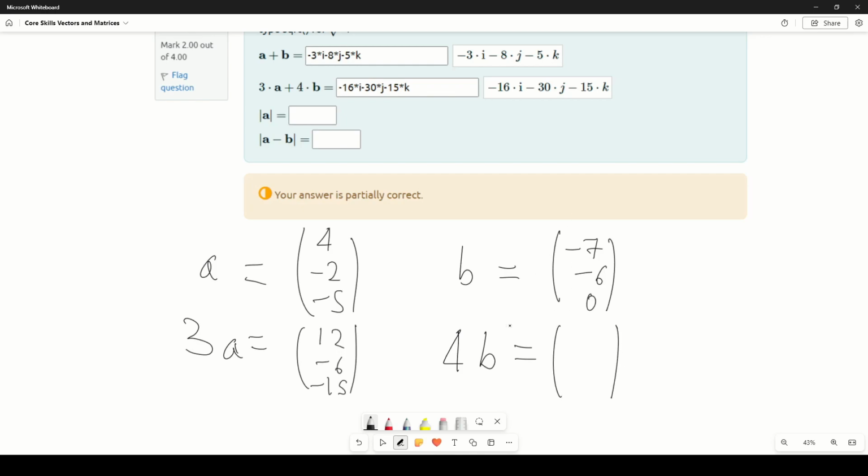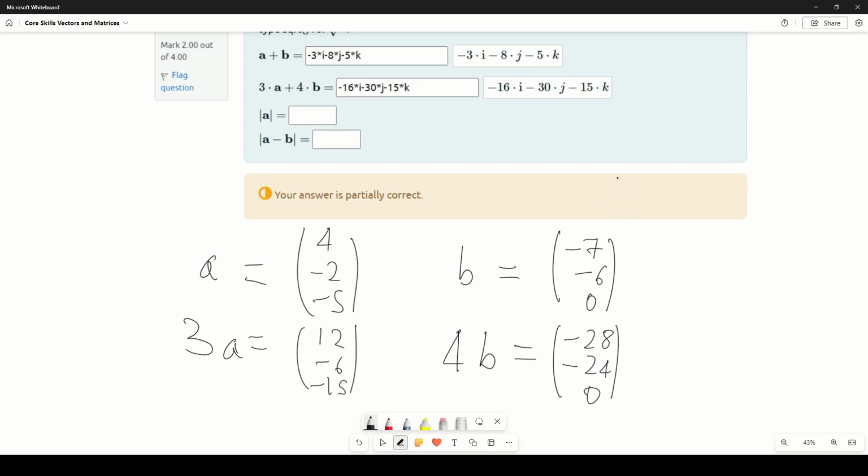And for the second bit, it's minus 28, it's minus 24, and it's 0, because the last bit was 0, so 0 multiplied by anything is 0. Sorry for the waffle there.